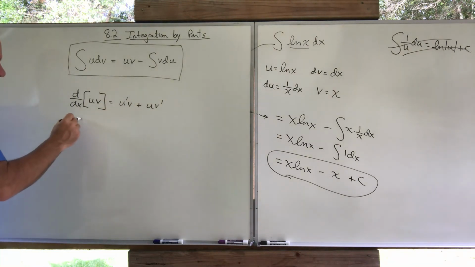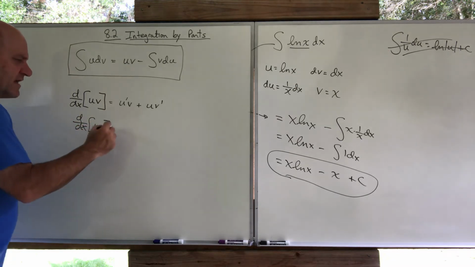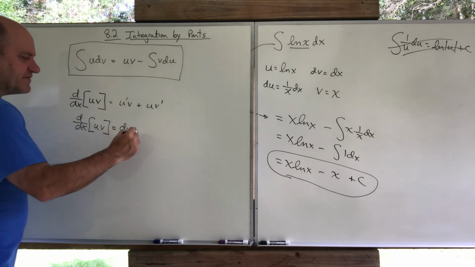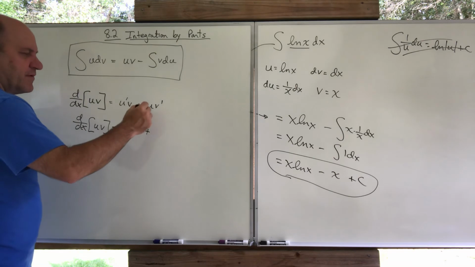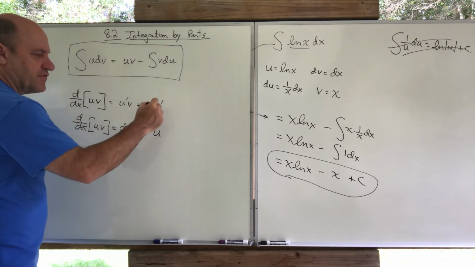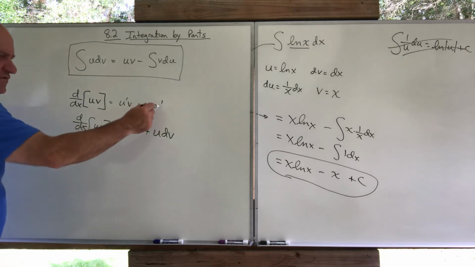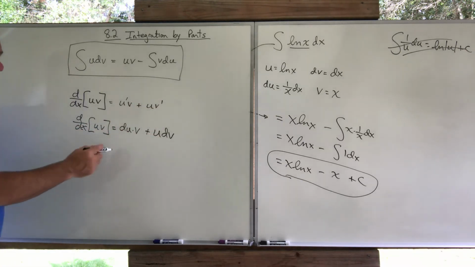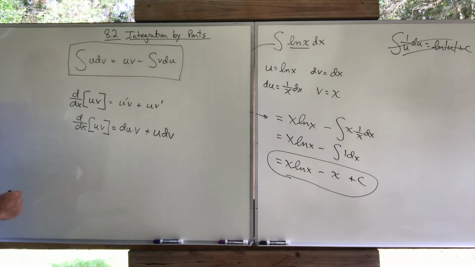Now, let me write that a little differently. This is the derivative of u times v. Let me write that u prime as du times v, the derivative of u I'm calling du. And the u times the derivative of v I'm going to call dv. So I just wrote those derivatives a little funny. They are with respect to x. Maybe you'd expect me to write du with respect to x, dv with respect to x.